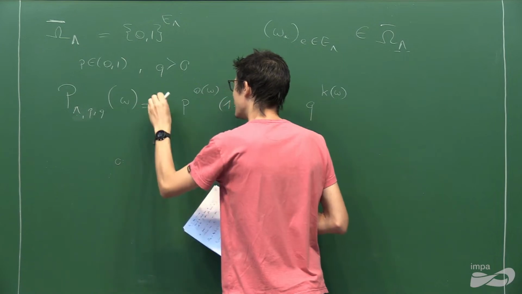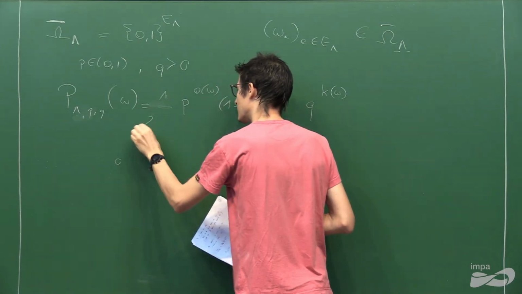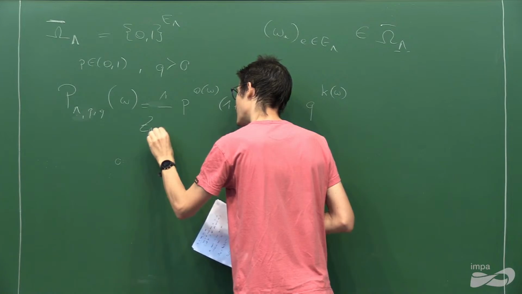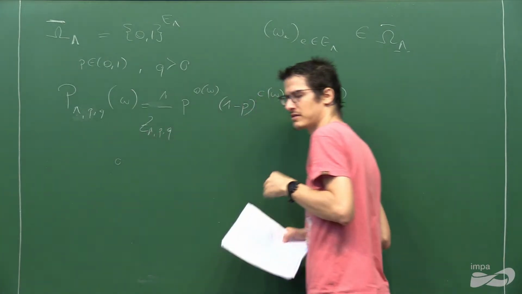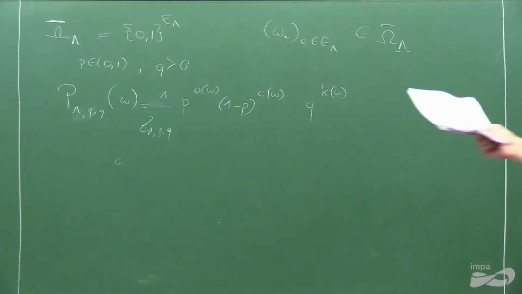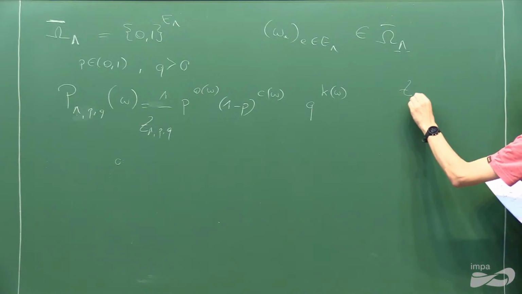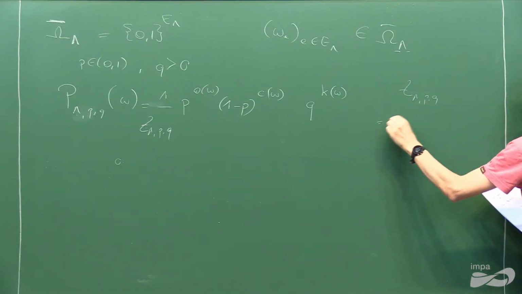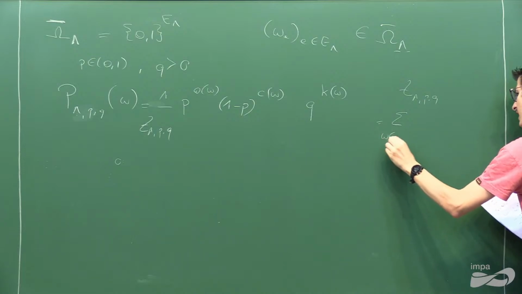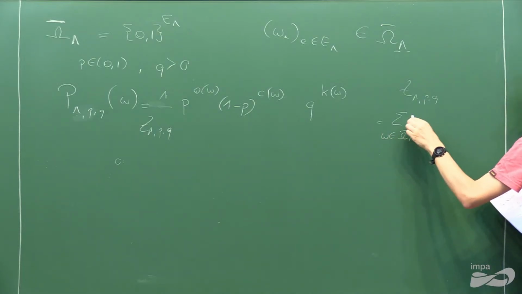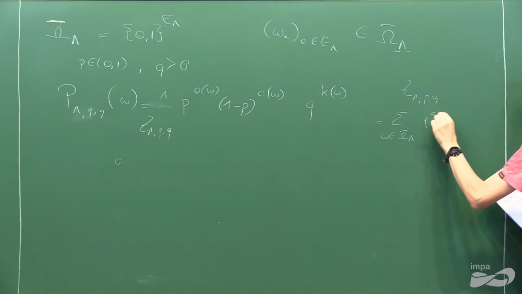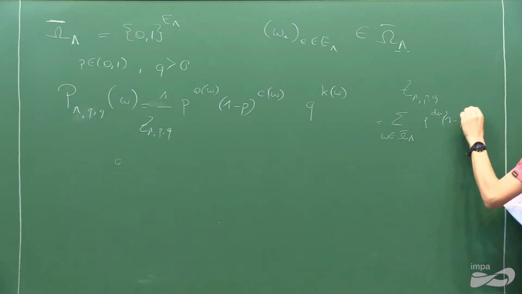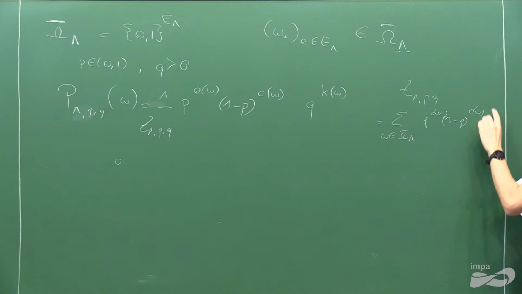Okay, and I'm sure that these things don't sum to 1, so you have to divide by a partition function, which is just Z_{Lambda,p,q}. It's just the sum over omega in Omega Lambda of p to the O of omega, 1 minus p to the C of omega, q to the K of omega.